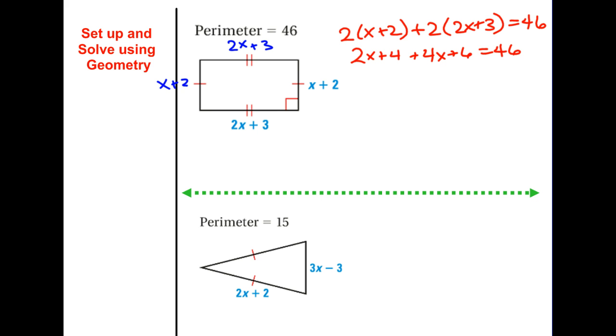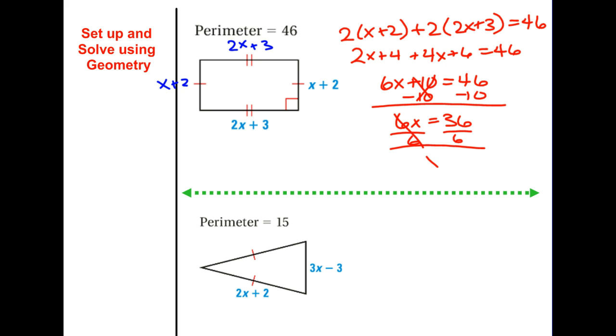Simplify this left side of the equation, so we get 6x plus 10 equals 46. Now we have everything simplified, so let's start moving things over. I want to get rid of that, so we get 6x equals 36. Get rid of the 6, so we divide by 6, and we get x equals 6.